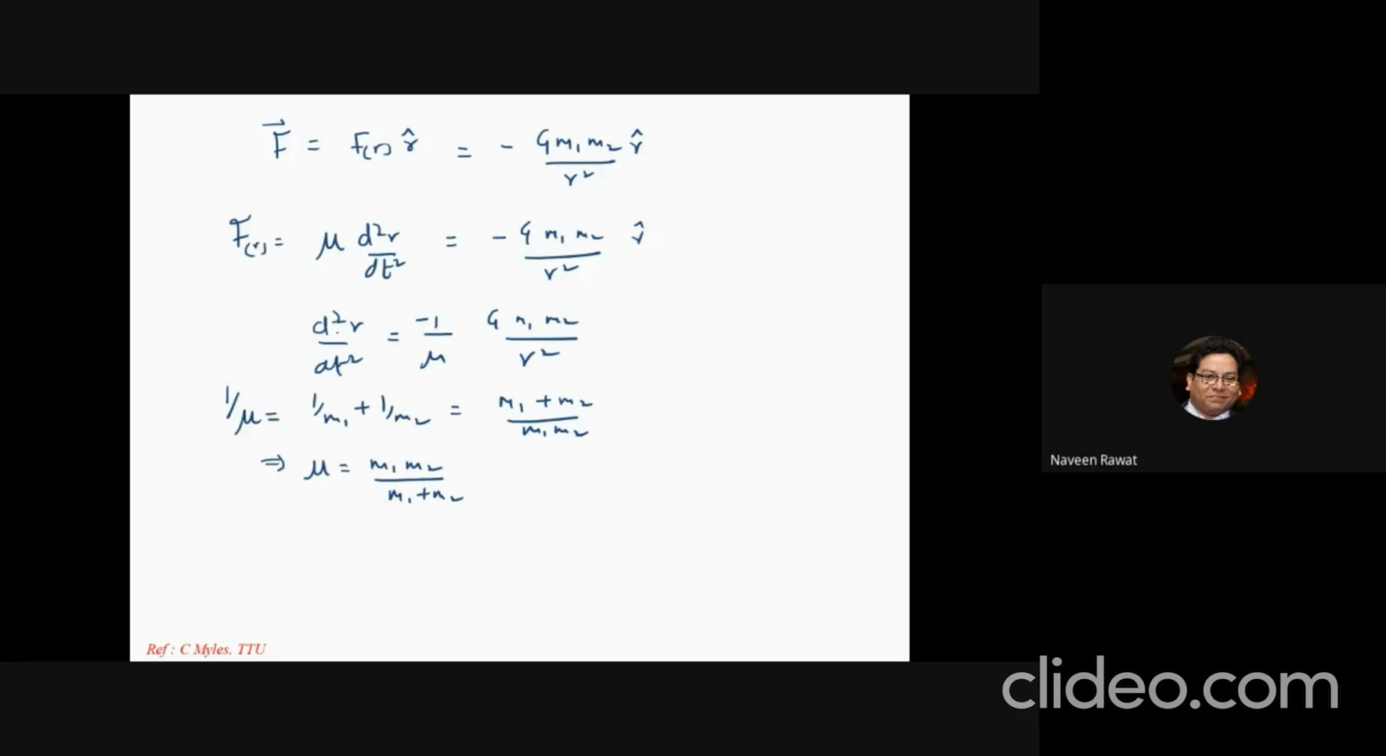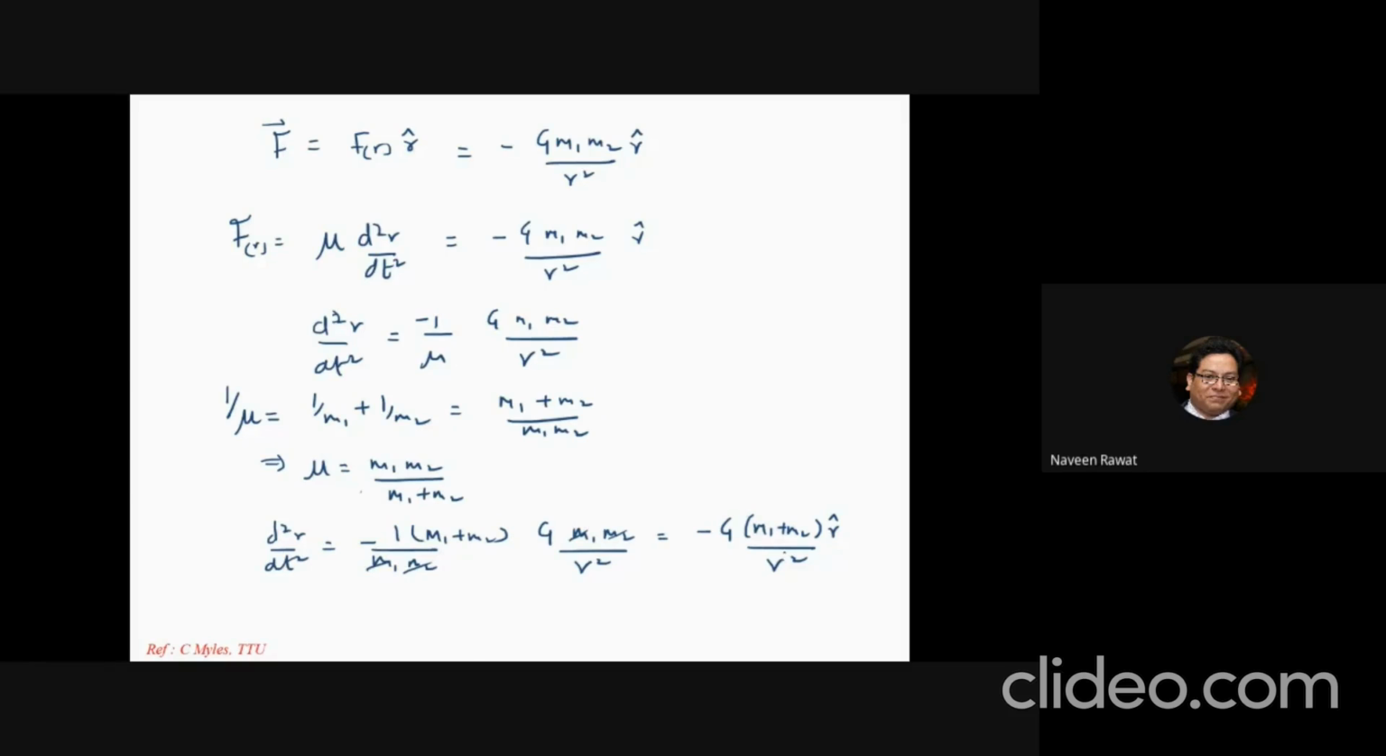So to reduce this expression, I will get d²r/dt² will be minus 1 over μ, which is m1 plus m2 divided by m1 m2 in the numerator, and then I have G m1 m2, divided by r squared. Okay, so now I'm getting some cancellations, m1 m2 and m1 m2 get cancelled, and I get minus G (m1 plus m2) r by r squared. Okay, so you see now our relationship becomes the acceleration is this value right here, minus G (m1 plus m2) by r squared.